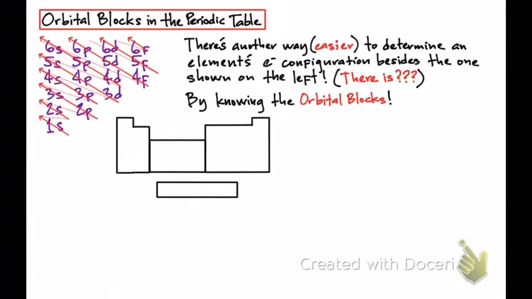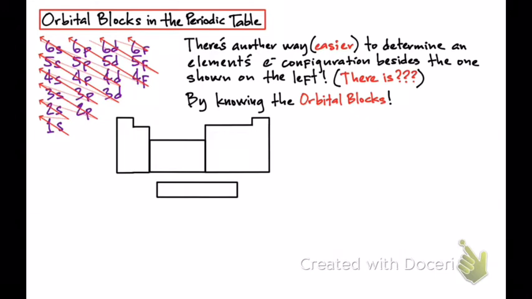And so what are these orbital blocks exactly? Well, these are orbital blocks. Remember that there are 4 different types of orbitals. You have the s orbital, the p orbital, d orbital, and the f orbitals.